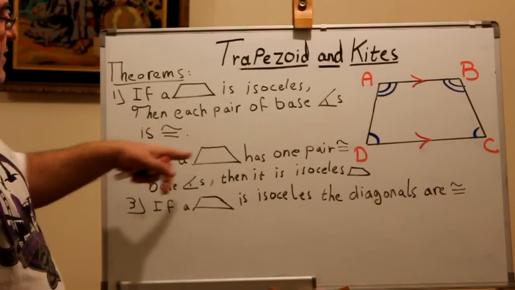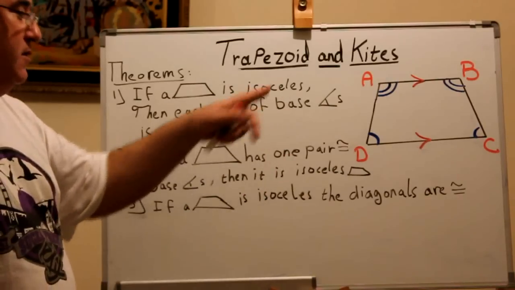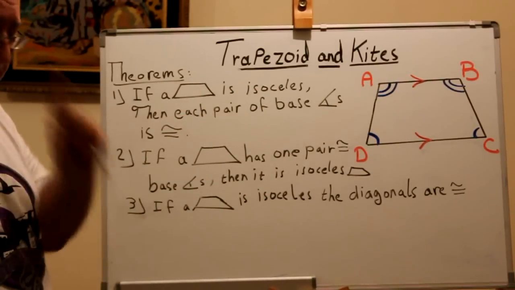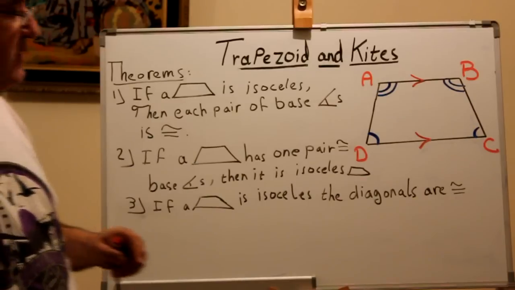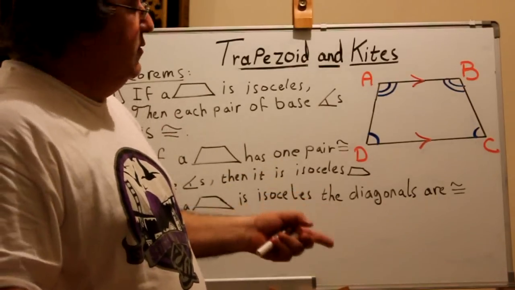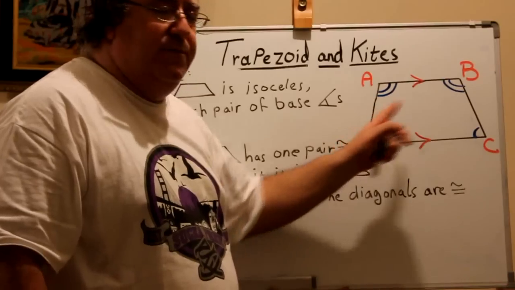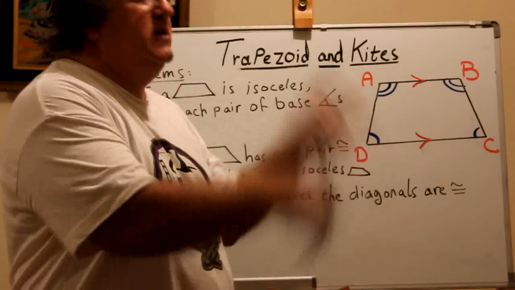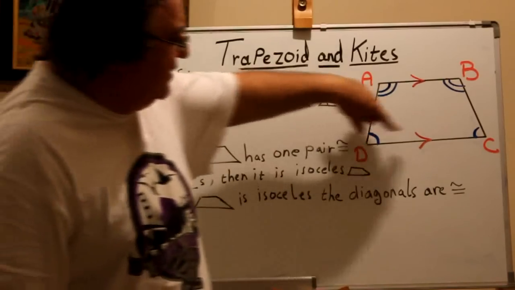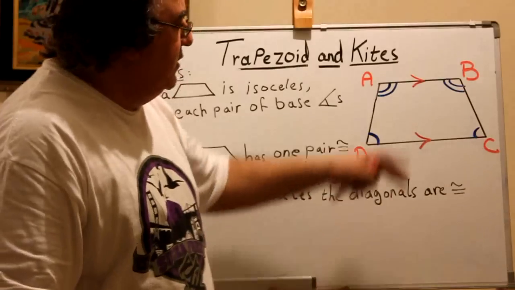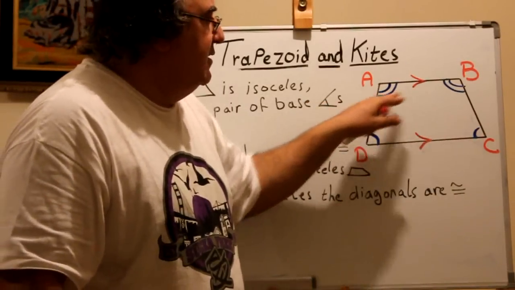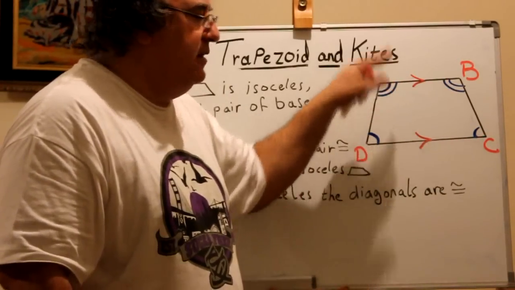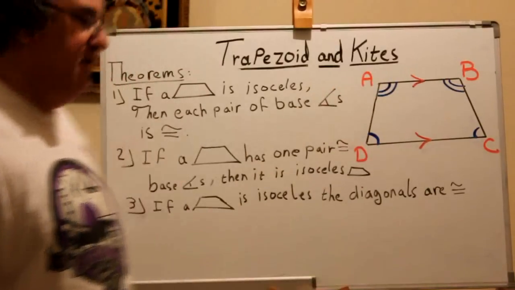If a trapezoid has one pair of congruent base angles, then it is isosceles. If we know that one pair of one base, not the two, just one of them, are congruent, then it is isosceles automatically. Whether we know these two or these two is enough. If one base's angles are congruent, then it is isosceles.